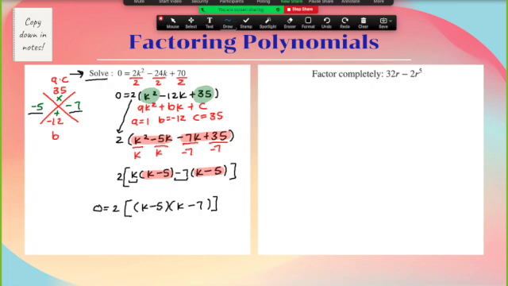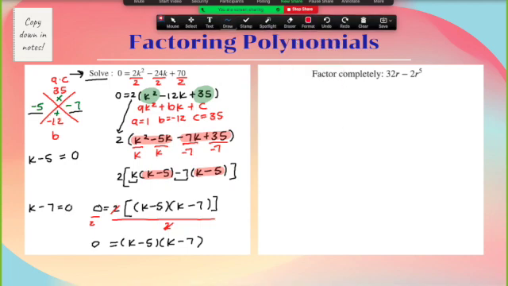So to solve for k, I'm going to get rid of this 2 first, because it's multiplying all of this here. So I'm going to divide everything by 2. That would get rid of this 2. 0 divided by 2 just equals 0. And now we have left k minus 5 times k minus 7. So from here, I can split this up into two equations. We have k minus 5 equaling 0, and k minus 7 equaling 0.